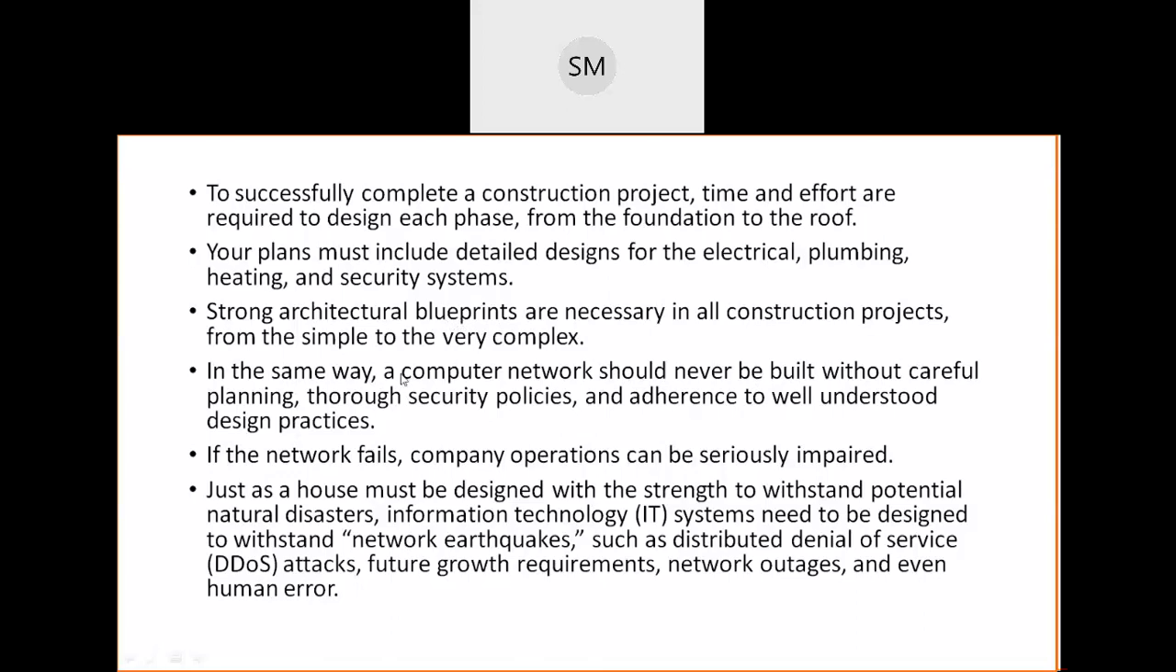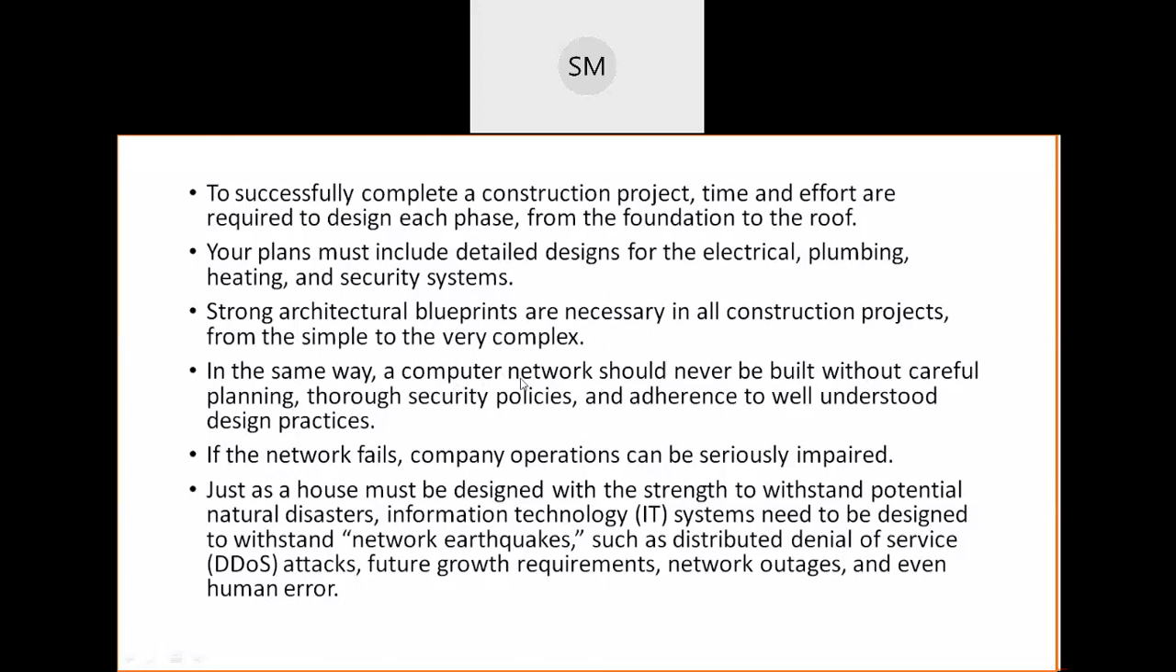In the same way, in our computer network also, before constructing any network, we should have a pre-plan. So how is that, we will see now. In the same way, a computer network should never be built without careful planning. Which network? I am talking about CN, that is computer network.